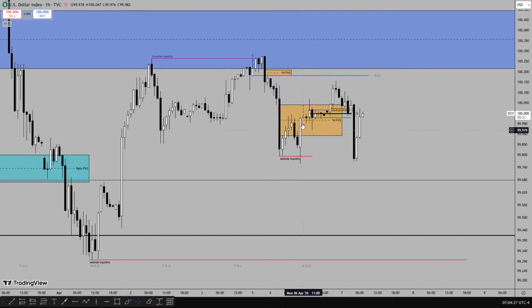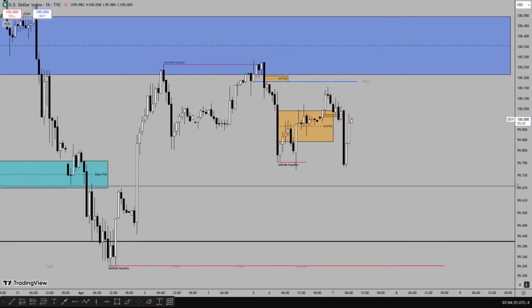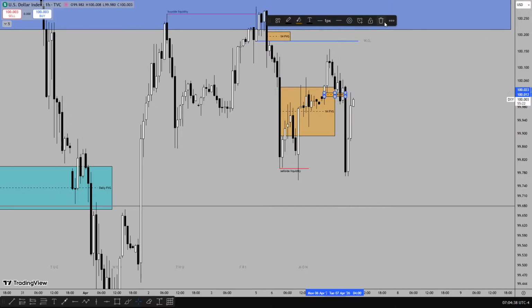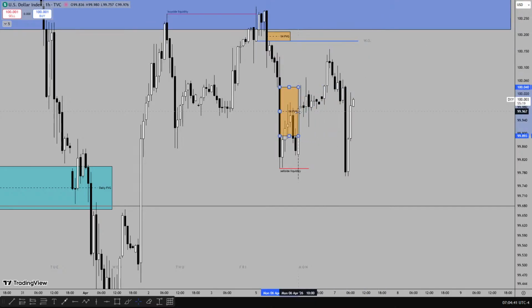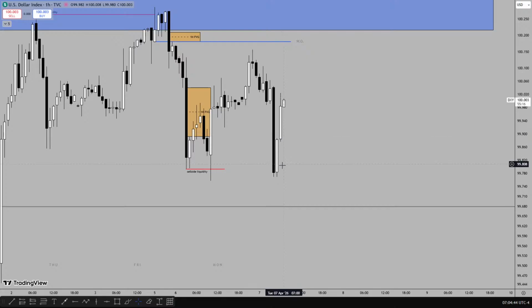Price took out the sell side liquidity, did an internal shift, but later on, price did a shift in structure, which currently I'm looking at the breakers. Seeing this internal shift taking out the swing low, I'm looking at the breakers. If there's going to be a continuation in trend with price trading lower, I will be looking at how price will be reacting to this candle.